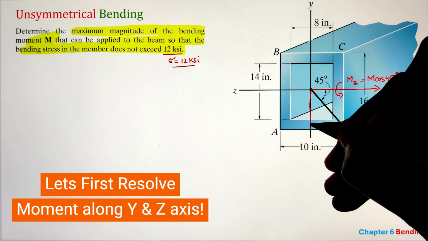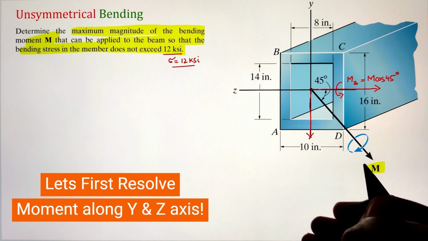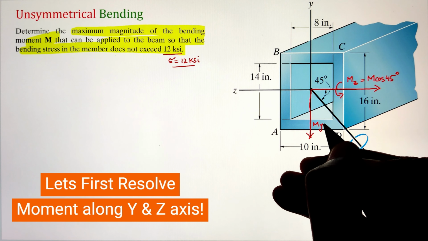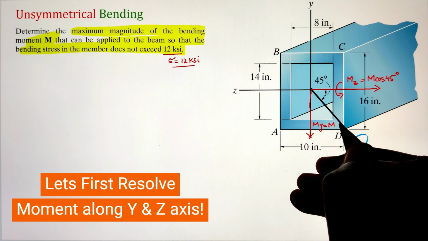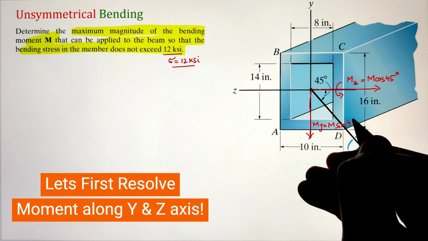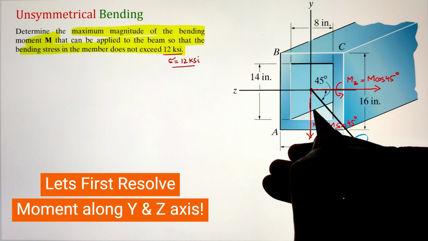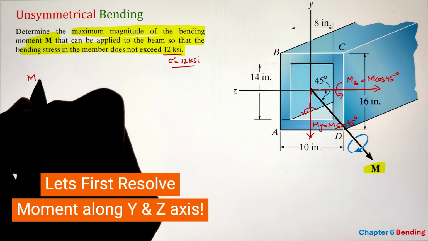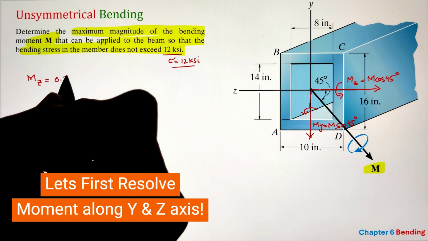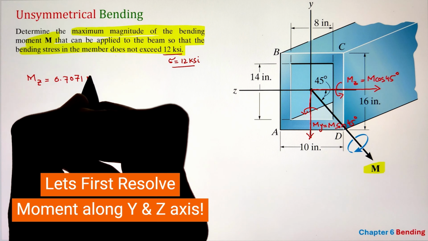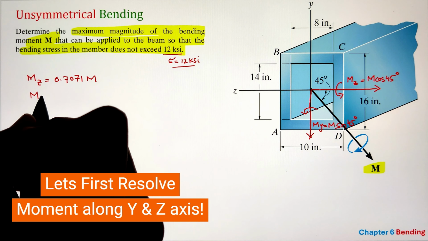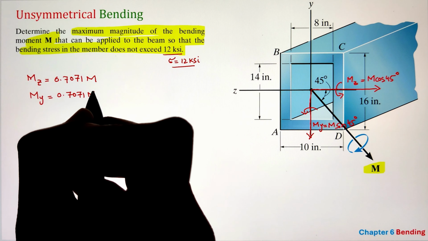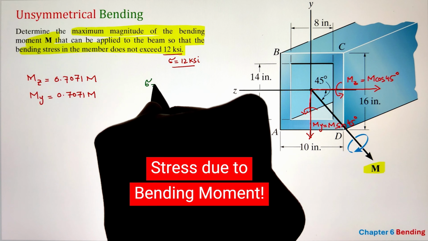Similarly, in order to project that moment across the y-axis, we take the function of sine 45, and that will project it along the y-axis pointing downward in the counterclockwise direction. Now let's go ahead and simplify these values. Cos 45 and sine 45 are equal to one another and have a value of 0.7071. So our Mz value and My value will be equal to 0.7071 times M.